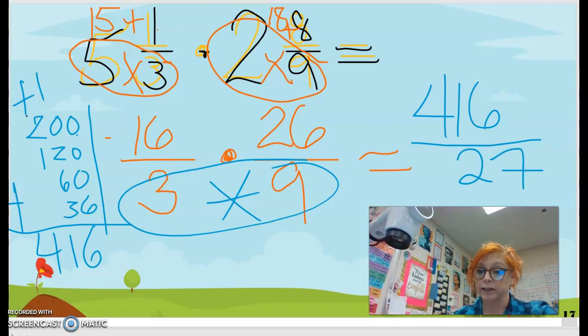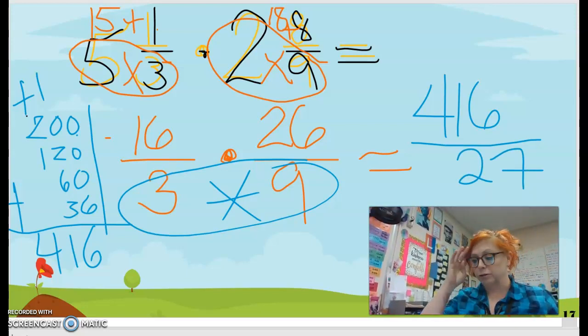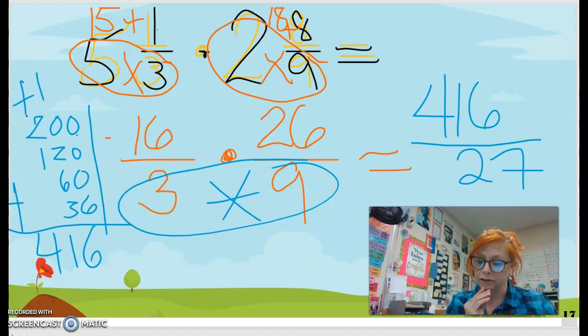Now, we're not going to change that right now back into a mixed number. We're just going to leave it like that, but just be mindful that you might have to change it back into a mixed number. But for right now, we're just focusing on how do you multiply and how do you divide. All right, great. So you guys did a great job on that one.